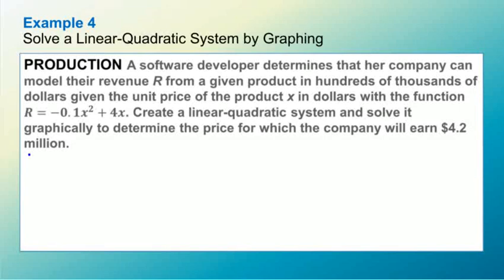So I'm going to have one equation be y equals negative 0.1 x squared plus 4x. Now that one, the prices are in hundreds of thousands. The other one, y equals 4.2 million, I need to have that in the hundreds of thousands, so that would be 42. So all I did was multiply that by a power of 10, go from hundreds of thousands to millions, just multiply by a power of 10. So those are my two equations.